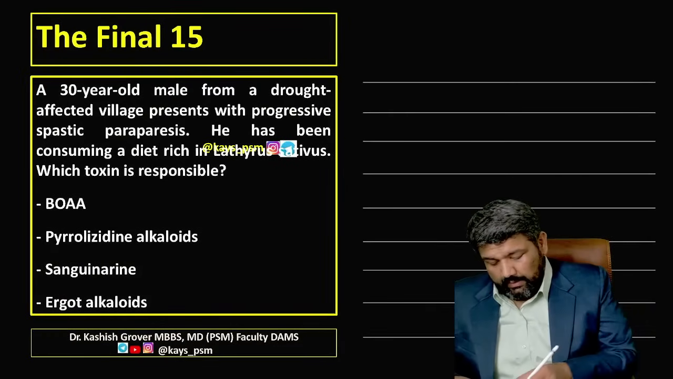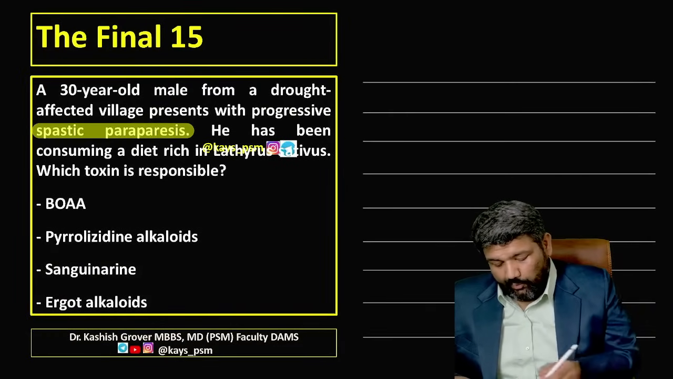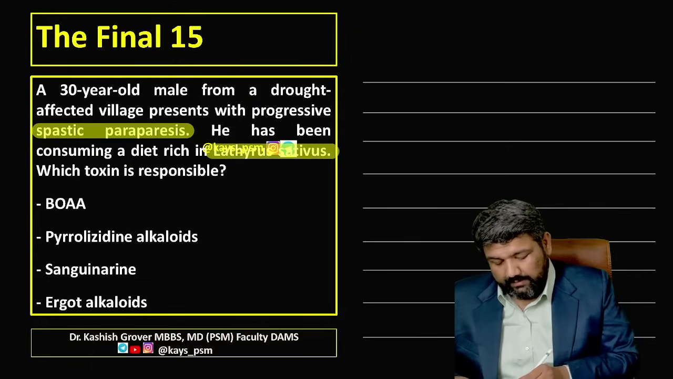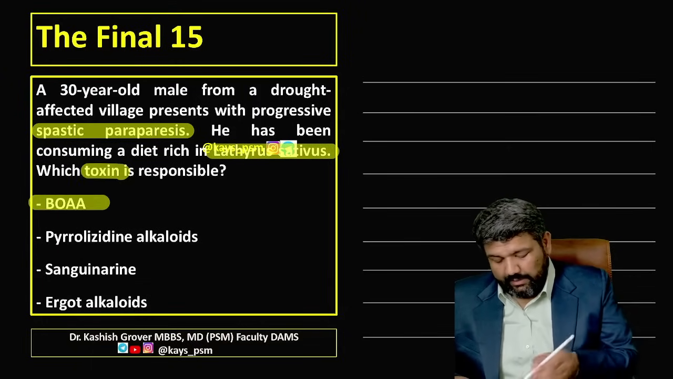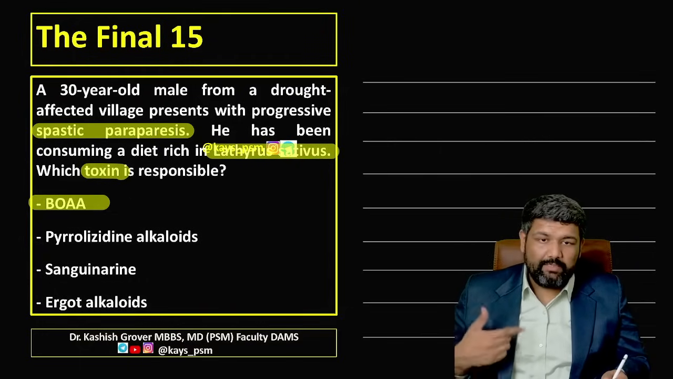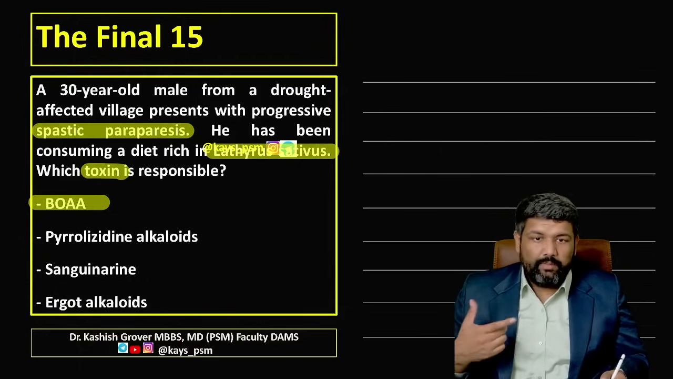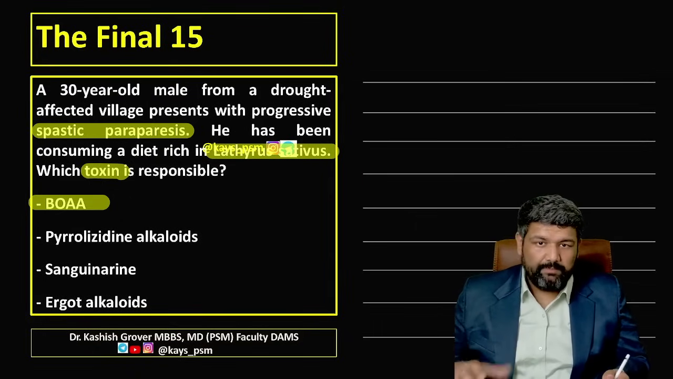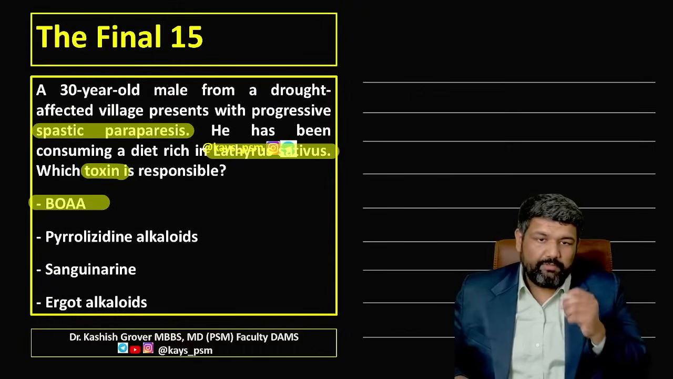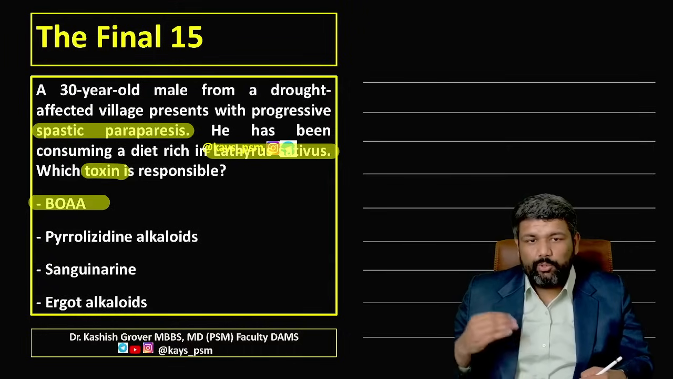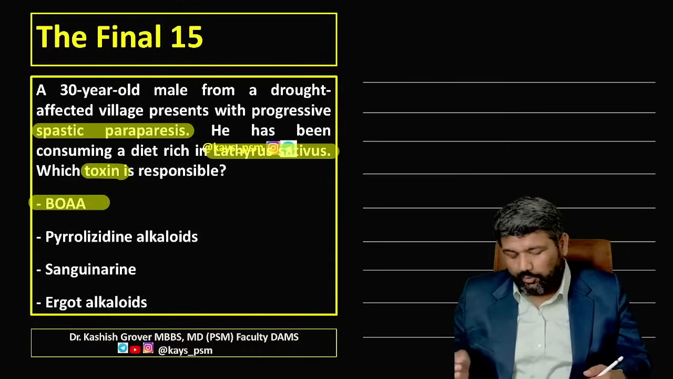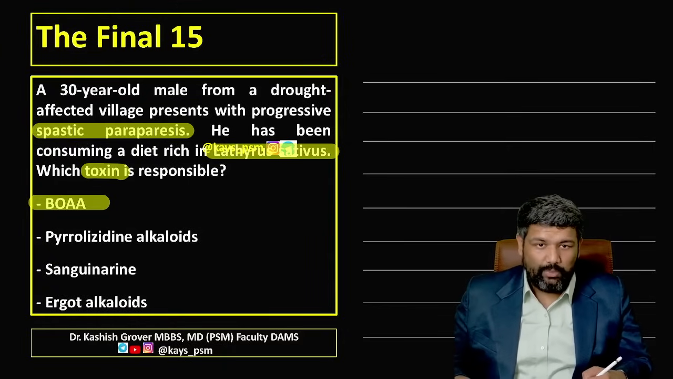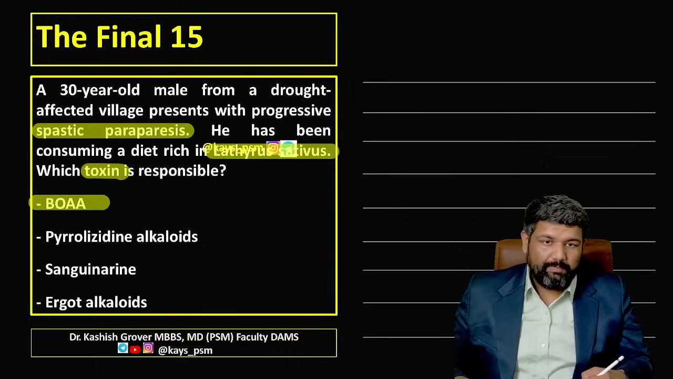A 30-year-old, and this is the case of Lathyrus sativus toxin. This is the case of BOAA. When kesari dal is consumed over 3 to 6 months, then the person develops neurolathyrism. Right? This is because of BOAA, beta oxalyl aminoalanine. Beta oxalyl aminoalanine is the toxin present in the kesari dal, which is known as Lathyrus sativus.